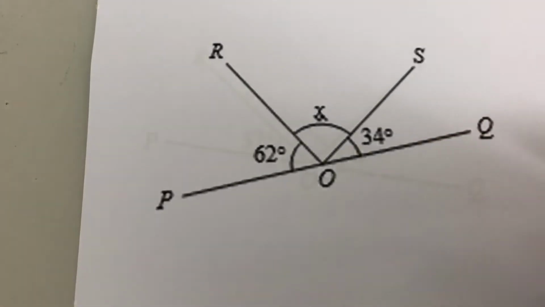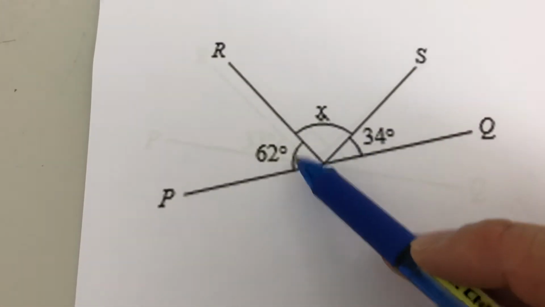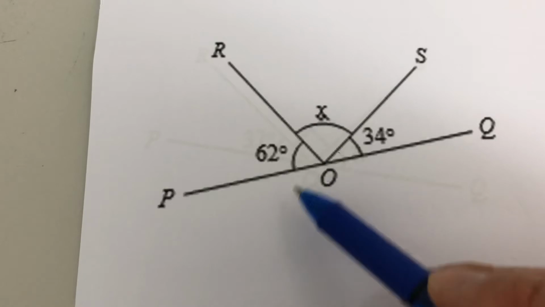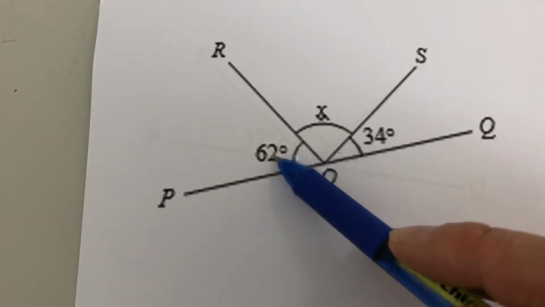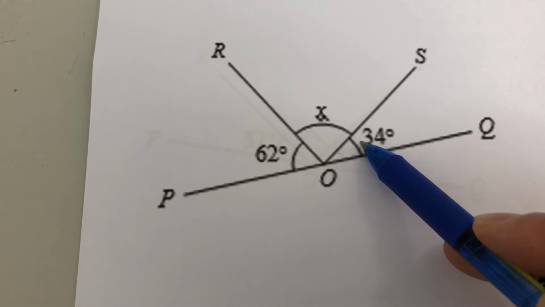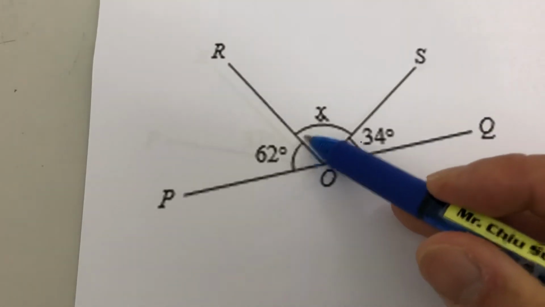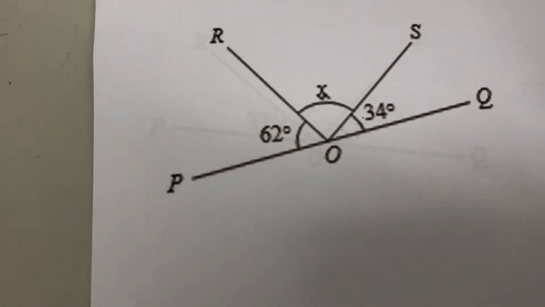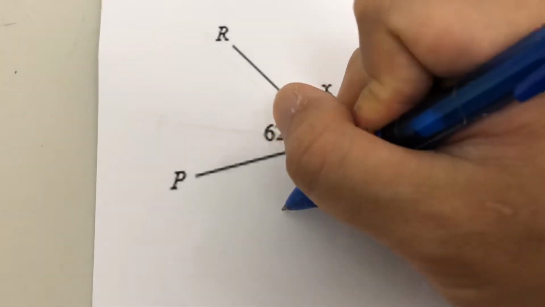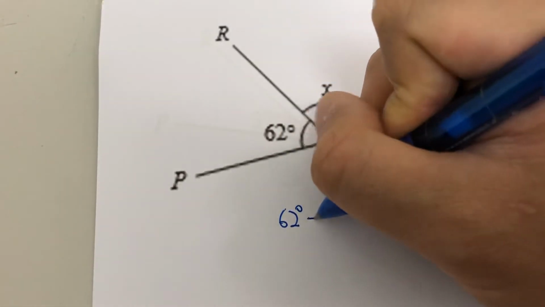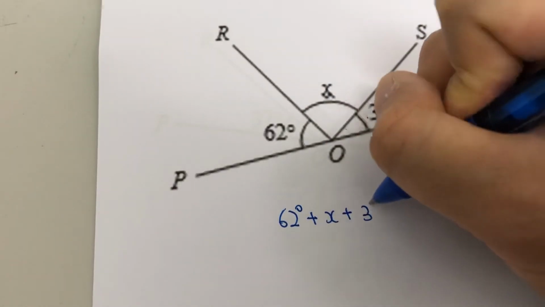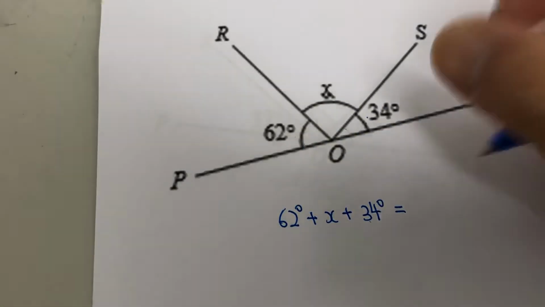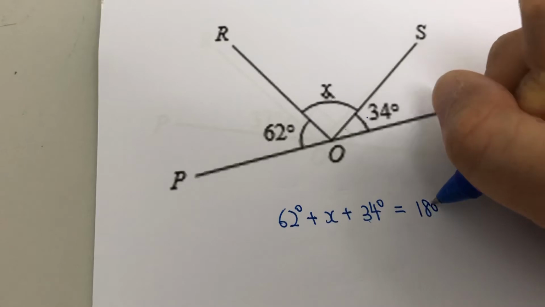What about this problem? Are you able to solve it? Can you find x? So any clue? What is the relationship among these three angles? Yes, if you add them up, 62 degree plus x plus 34 degree, what happens? They become a straight angle. So let's try to add them up. 62 degree plus x plus 34 degree. Do you know the result? If you add them up, they become a straight angle, which is 180 degree.